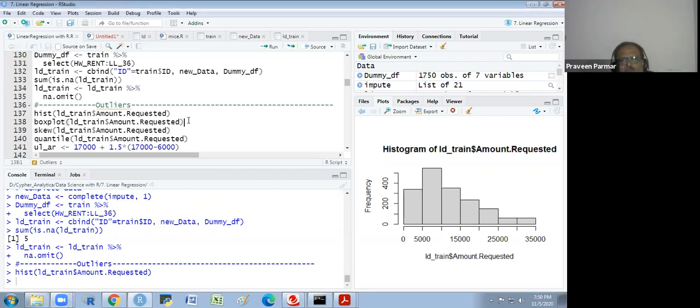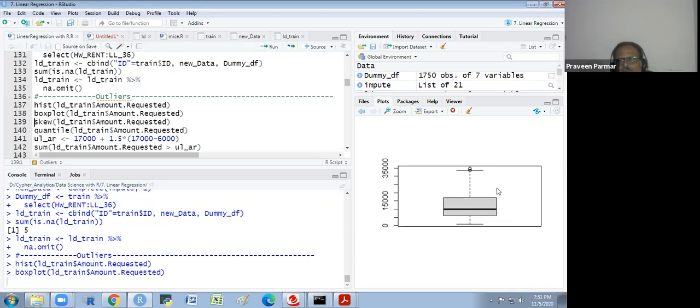So we will see if there are any outliers or not. Now we have to treat the outliers. So I will make a box plot since it is skewed. I'm getting some outliers here. And with positive skew, you will always get the outliers on the right hand side. Got it? I will explain how.